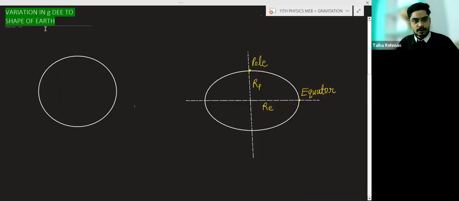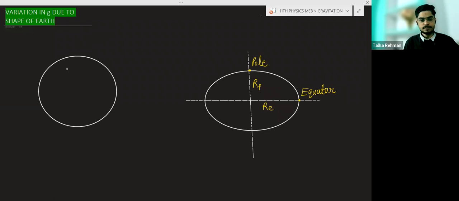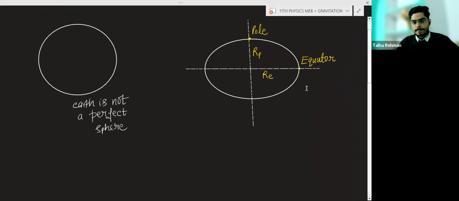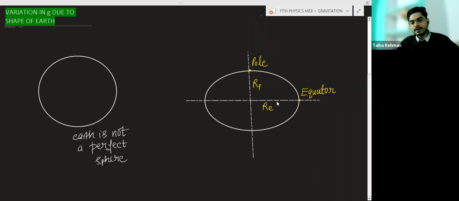Now variation of g due to shape of earth. We know that earth is not a perfect sphere. In actual, the shape of earth is like this, elliptical shape. This is equator and this is pole. This is radius of the pole, Rp, and this is radius of the equator.